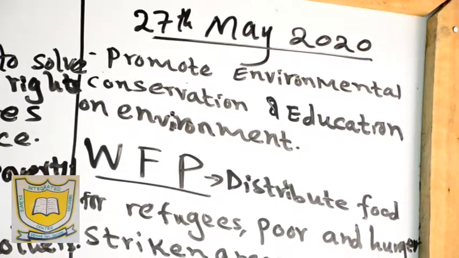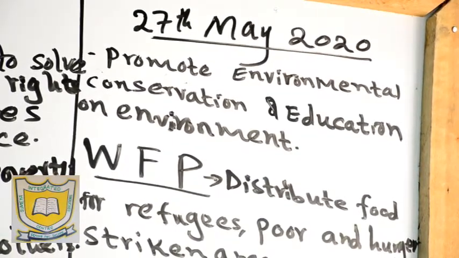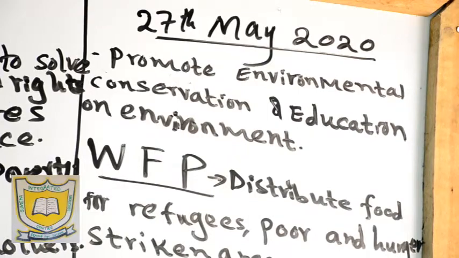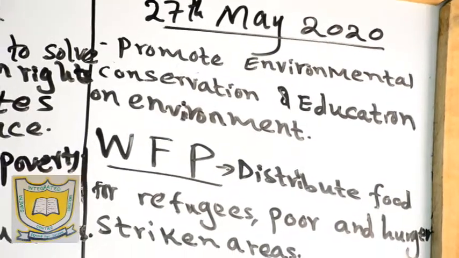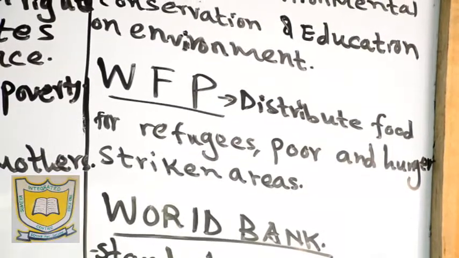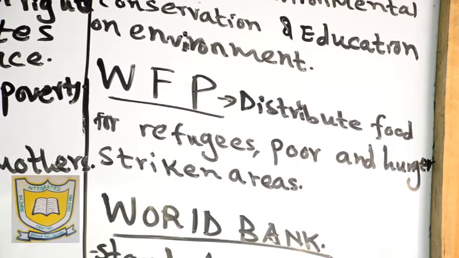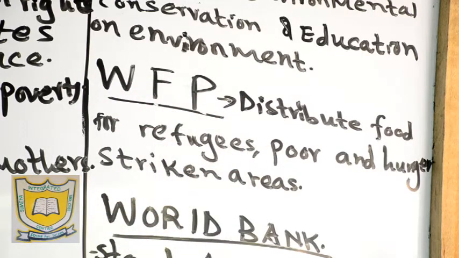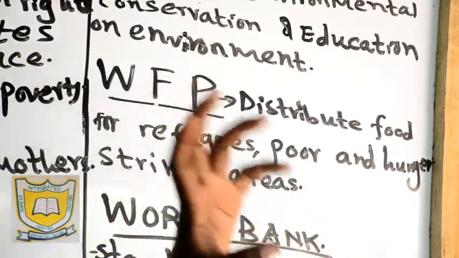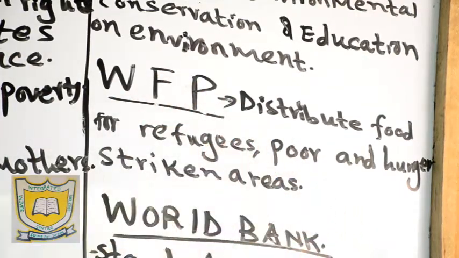It also deals with education on the environment. So we have very many summits or meetings which are held across the world, and the members are educated how to take care of the environment in their respective countries. And then we have another one called World Food Program, WFP. So this one distributes food, we call it relief food, to the refugees.